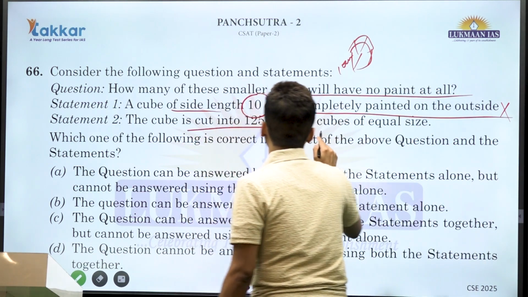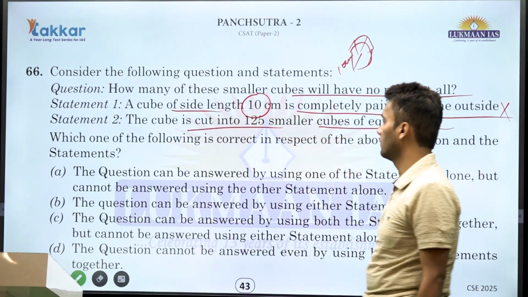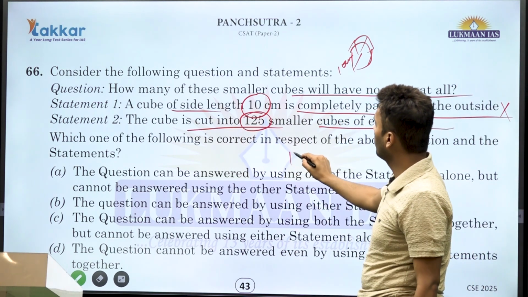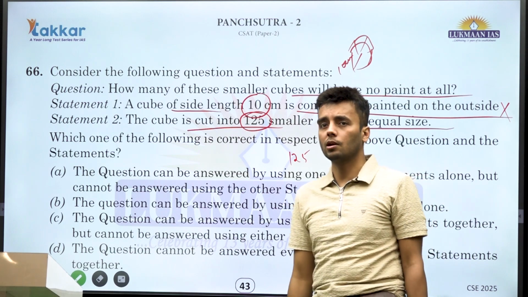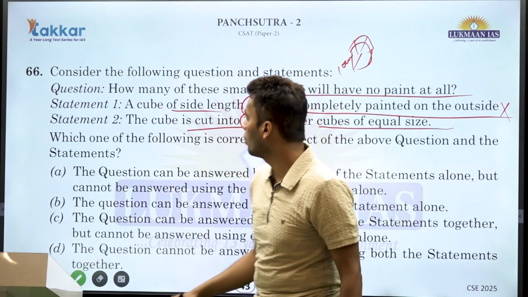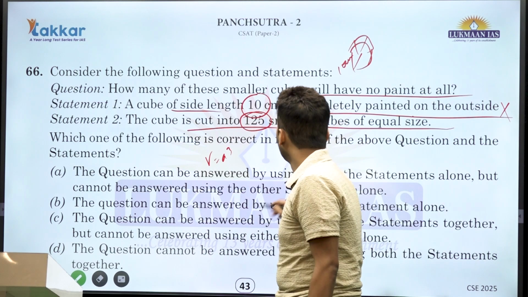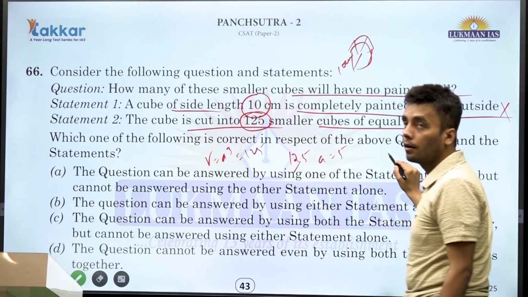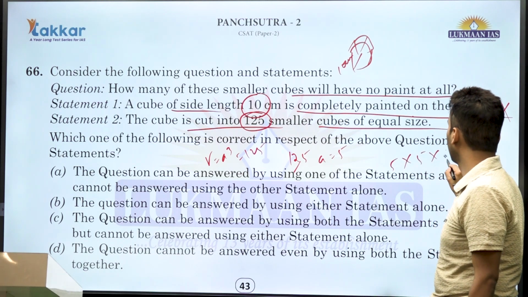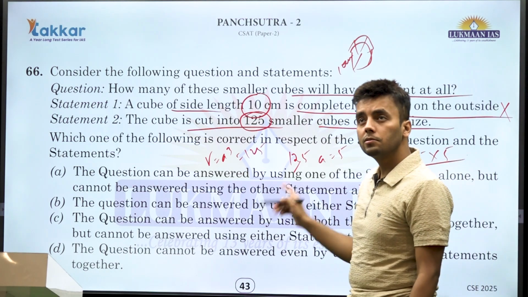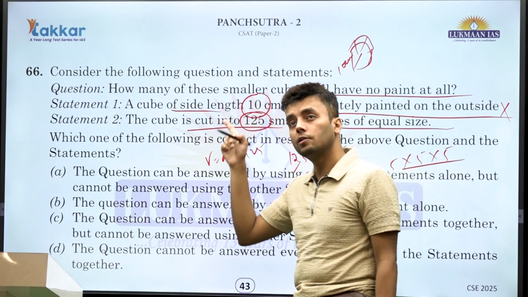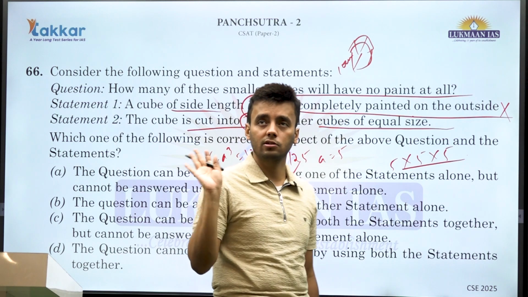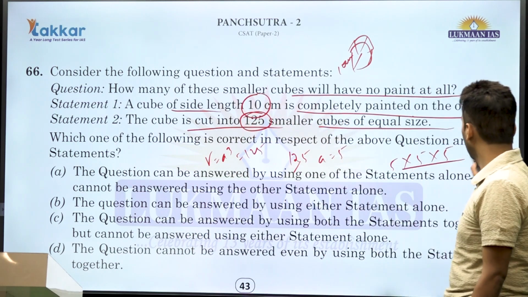The cube is cut into 125 smaller cubes of equal sizes. Now here we get some information: the volume of the cube is V equal to a cube. If a cube is 125, what is a? 5. So it is 5 into 5 into 5. This is the dimension, but it does not tell us the original size of the cube. So at an individual level, this statement is also not able to solve the question.